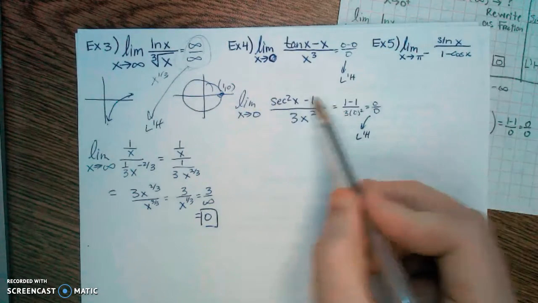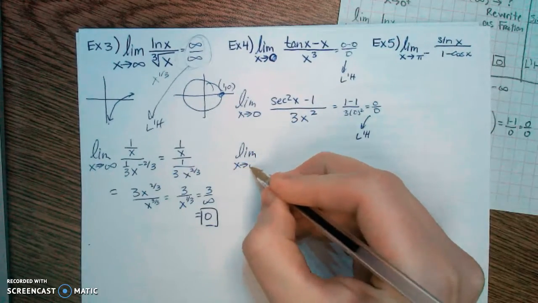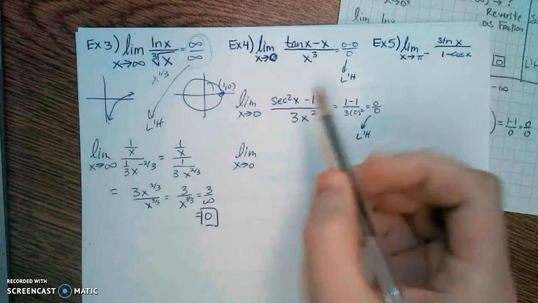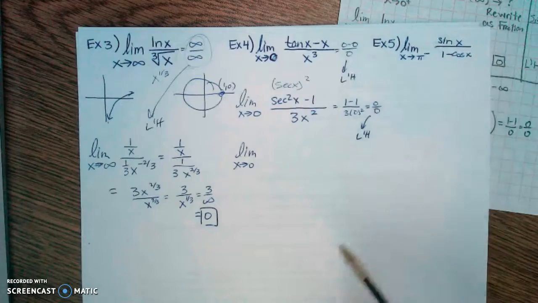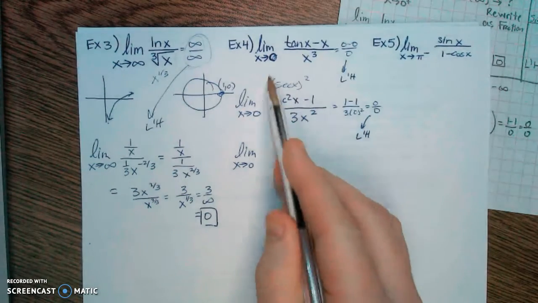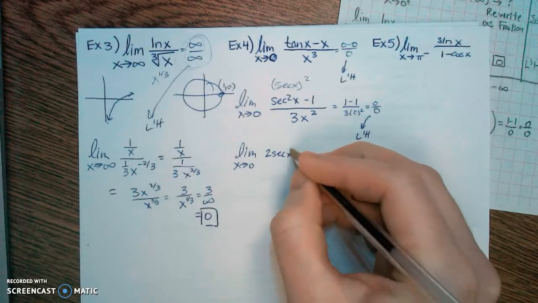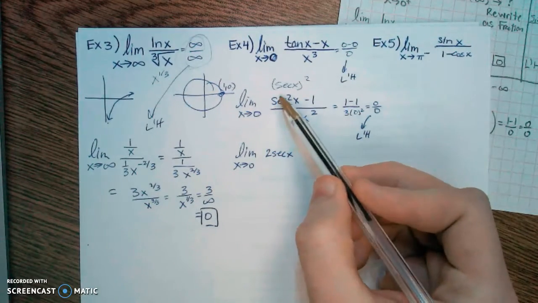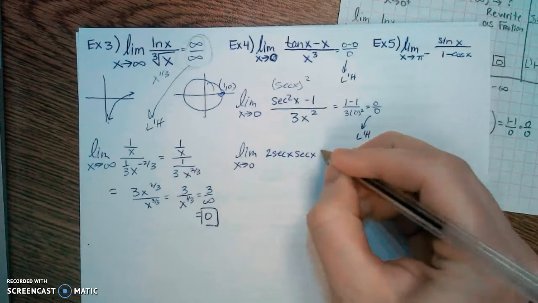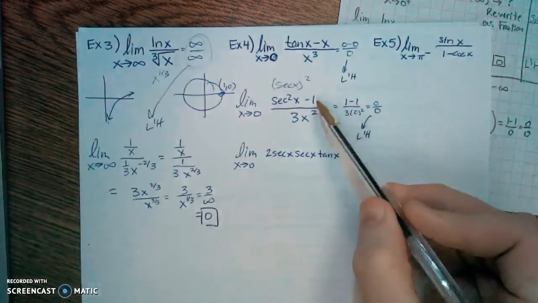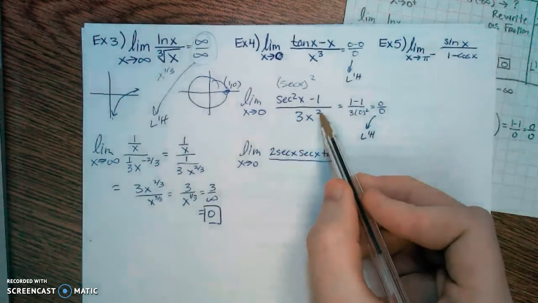So now we're going to do the derivative of this numerator and denominator. So we've got the limit as x approaches 0. So the derivative of secant squared, remember secant squared is secant all squared. So it's a chain rule. So we're going to bring the 2 in front and take 1 away. So it'd be 2 secant to the first. And then you do the derivative of the inside, the secant, which is secant tangent. Then we have the derivative of negative 1, which is 0. And then we have the derivative of the bottom, which would be 6x.